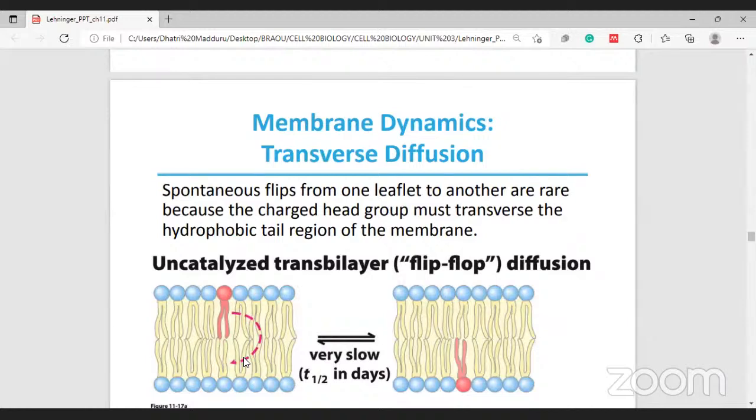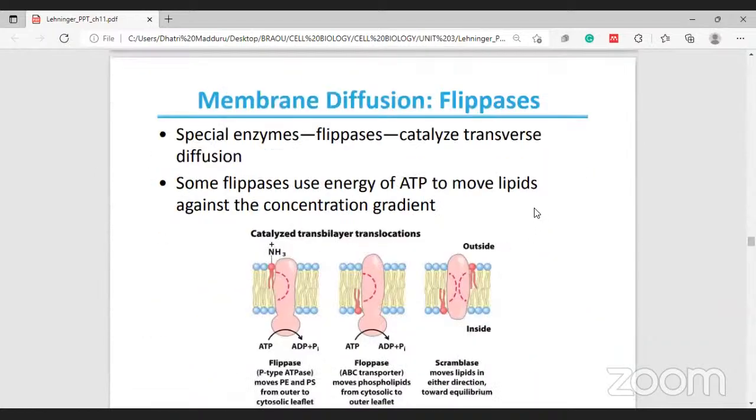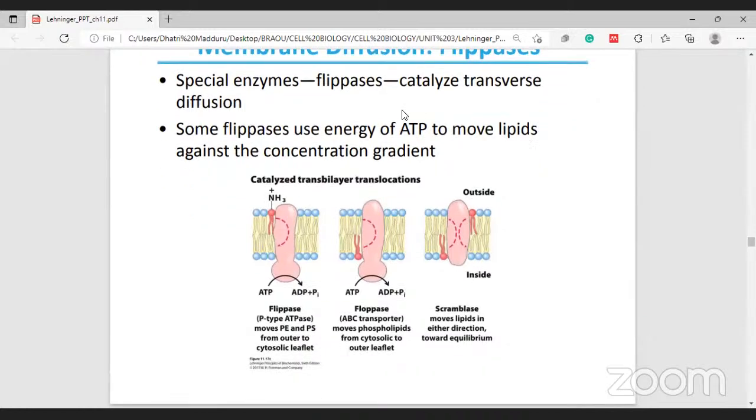This movement is mainly mediated by flippases, which are enzymes. This is called flip-flop diffusion. From one leaflet it goes to the other leaflet, in the transverse direction. This is enzyme mediated. There are some enzymes called flippases which catalyze this transverse diffusion. Flippases use ATP to move the lipids against the concentration gradient.